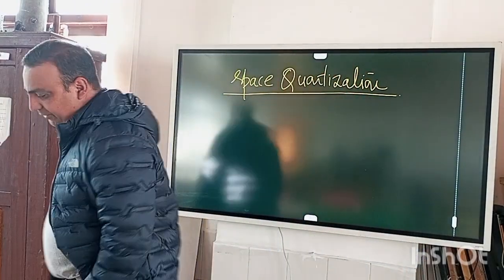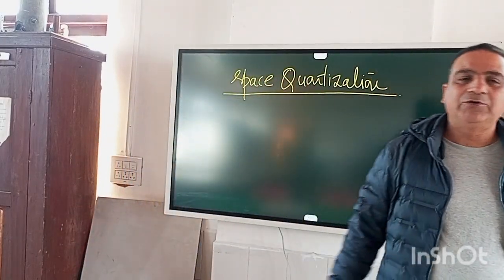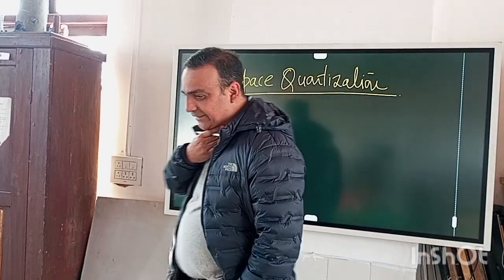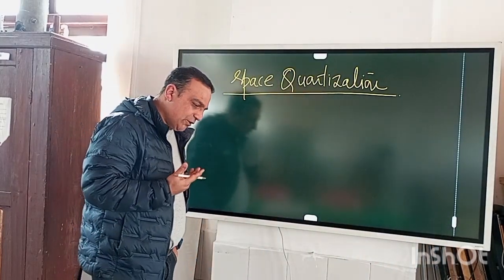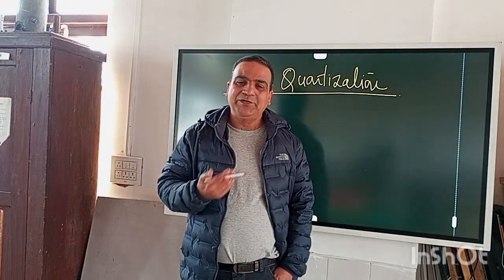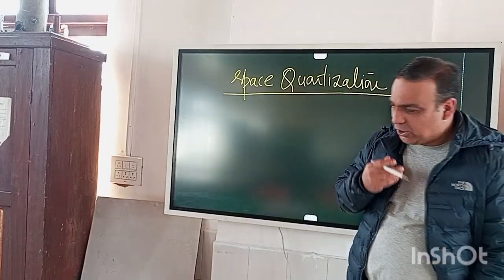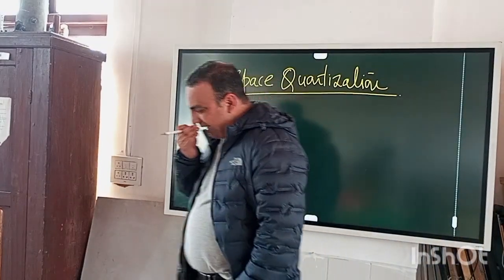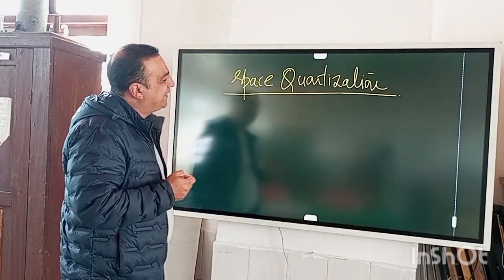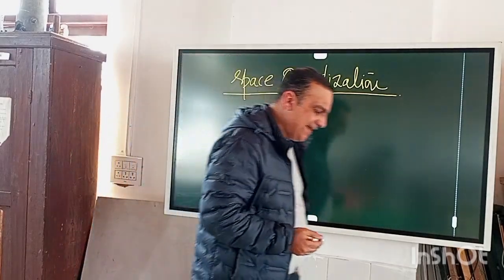I'll be talking about space quantization. As we already talked about in the previous lecture, I discussed the magnetic moment of an electron in a one electron system. We obtained an equation for the measurement of the magnetic moment of an electron of a one electron atom. And now we will be extending the idea to space quantization.